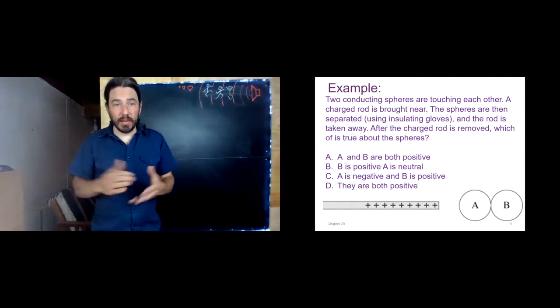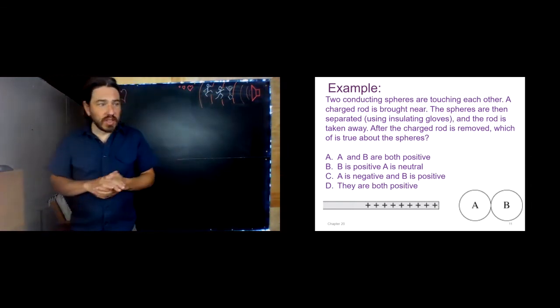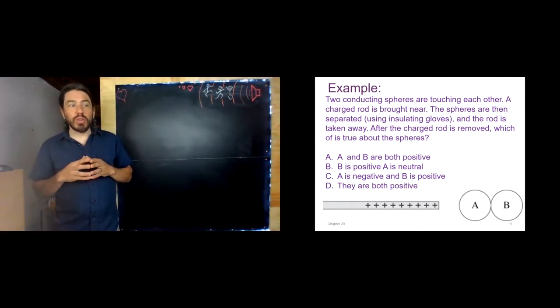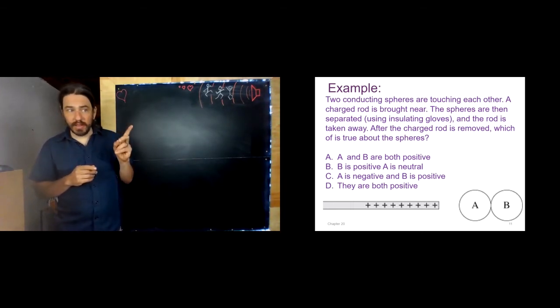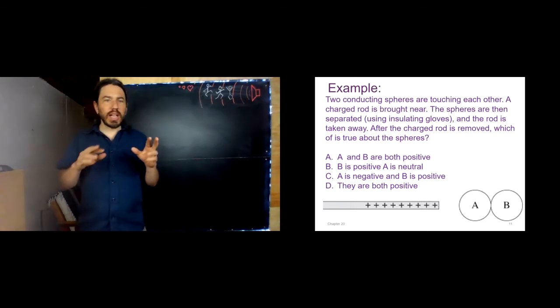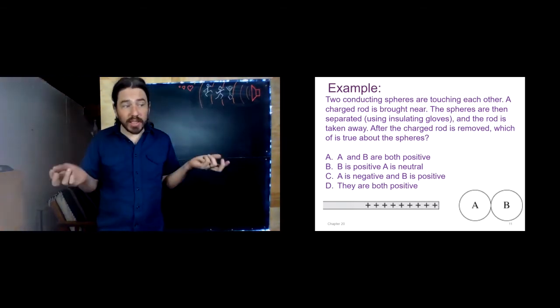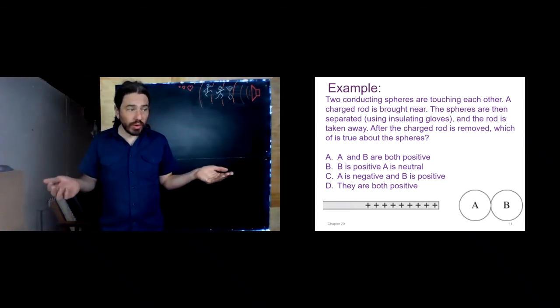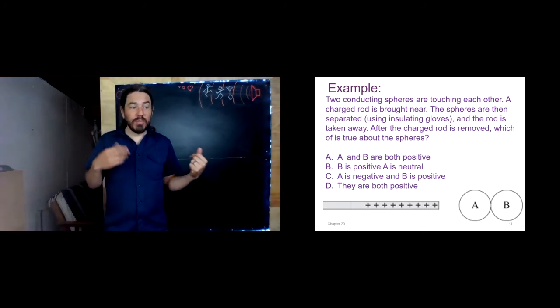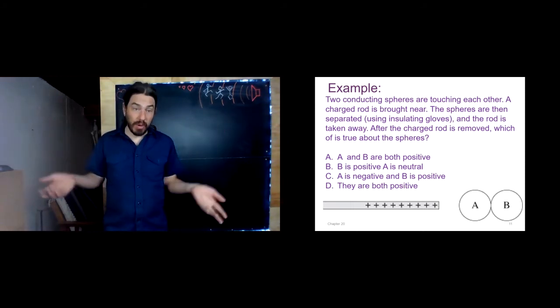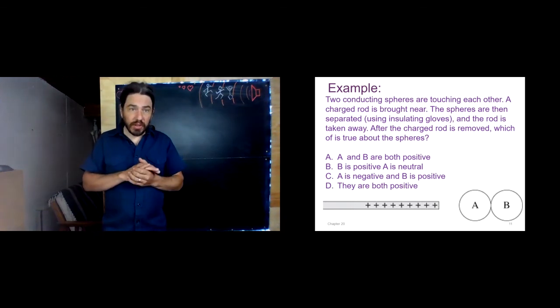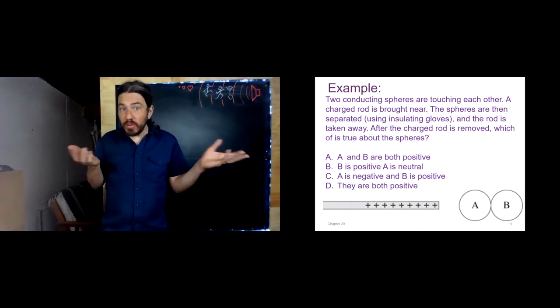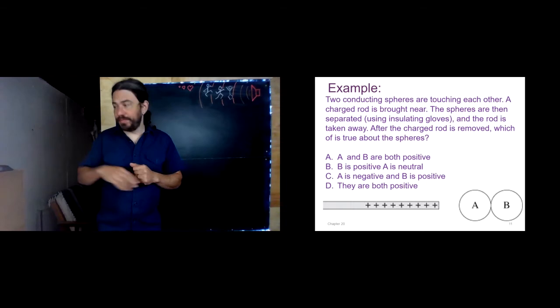Okay, let's do a quick example. Two conducting spheres are touching each other. A charged rod is brought near, as shown in the picture. The spheres are then separated using insulated gloves, and the rod is taken away. After the charged rod is removed, what is true about the spheres? I guess I'm asking about their charges. Will they both be positive? Will B be positive and A neutral? Will A be negative and B positive? Or will they both be positive? Why don't you pause the video and see if you can figure this out. You may want a picture to help you work through it.